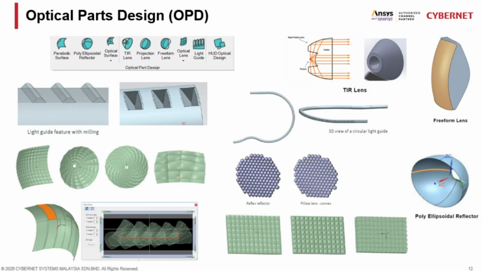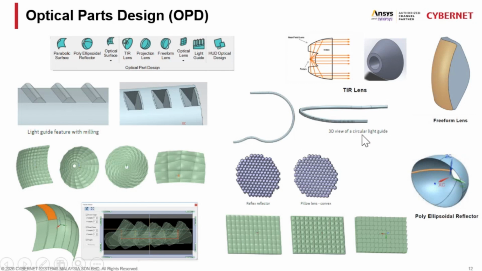And the second part will be the solid part, which is the total internal reflection lens, the projection lens, and also the freeform lens, and some others, the array lens. As you can see, this one is the array lenses, and this one is the optical surface. And also the last one will be the light guide and HUD design. So a light guide, as an example, will be this one.